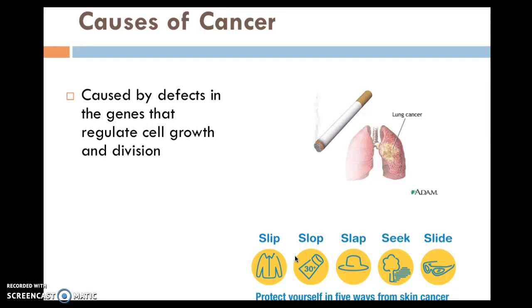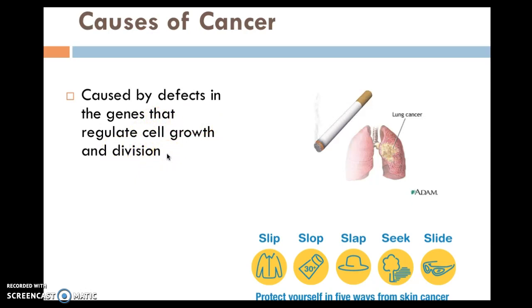That means a defect or damage in the DNA of the chromosomes. And usually it's a gene that's responsible for regulating cell growth and division. So if there's a defect in it, that usually means there's a problem with cell growth and division, leading to it becoming a cancer cell.